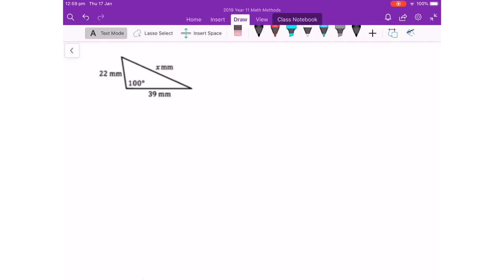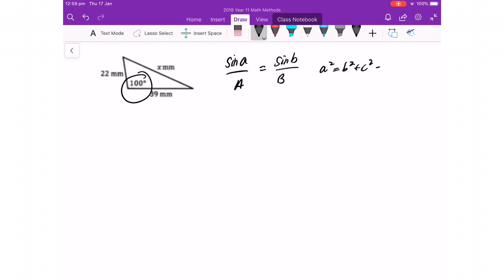The first thing I want to write down is the fact that I'm either using the sine rule or the cosine rule. And I know that because it's not a right angle triangle, because I've got this 100 degrees here. My sine rule, if you recall, is something like this, and we've also got our cosine rule here. Now I'm going to substitute in what I know, but which one am I going to substitute it into? My sine rule or my cosine rule?